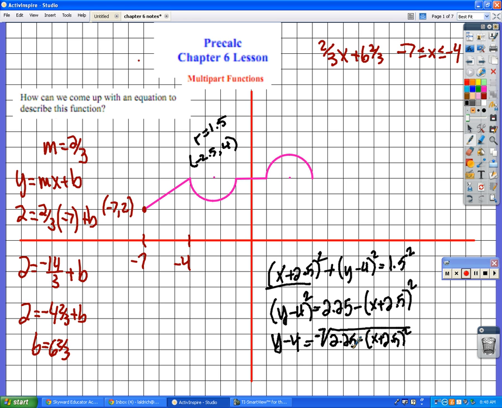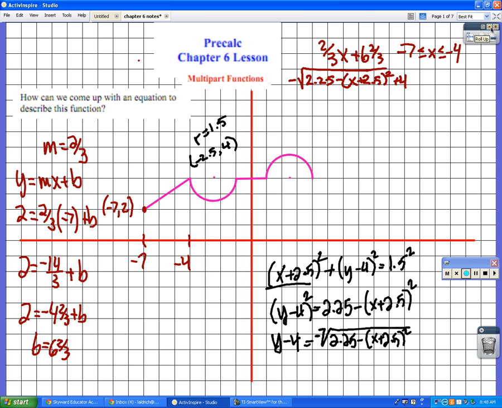And then what's the last thing I need to do to get the y by itself? Add 4. So my equation for the circle is going to be negative square root of 2.25 minus x plus 2.5 squared, plus 4. And that's going to be over the interval from what to what? X is what? Negative 4 to negative 1. Okay?